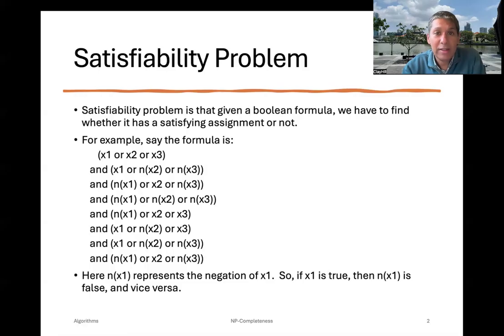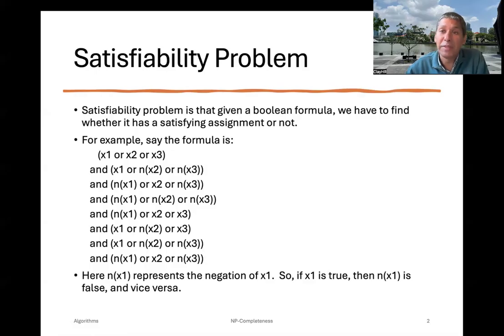And if we don't find it, then really we're not sure if we just didn't find it, or maybe the formula is not satisfiable at all. And if we can somehow prove that the formula is not satisfiable, then we would say that the formula is not satisfiable. So that's in essence the satisfiability problem.